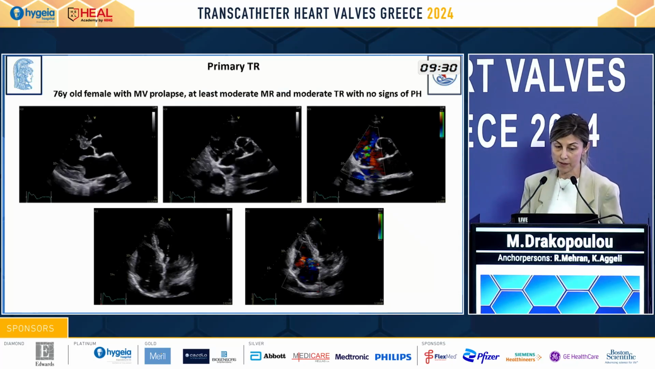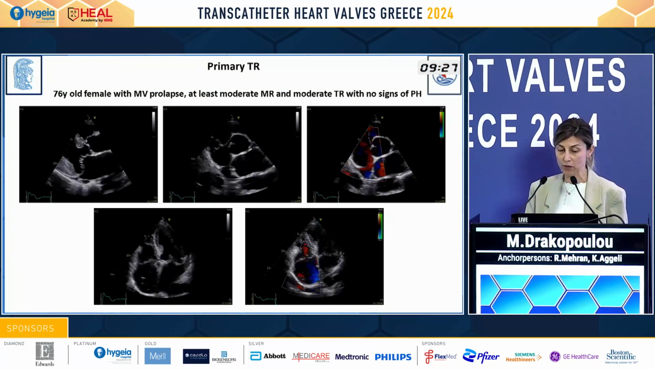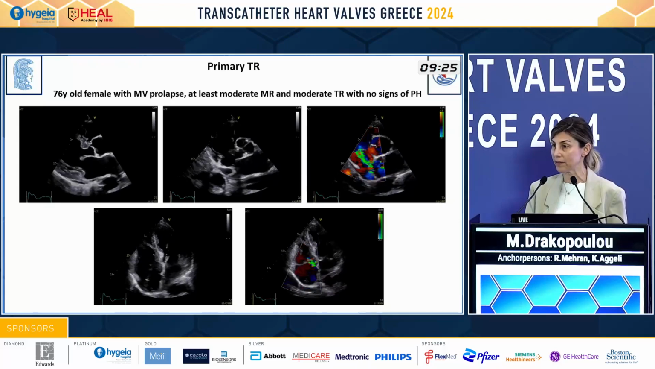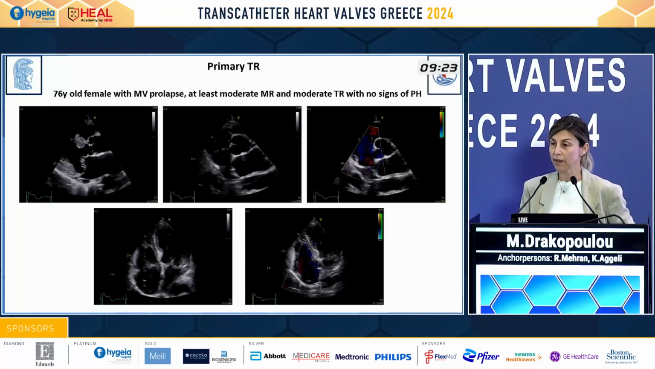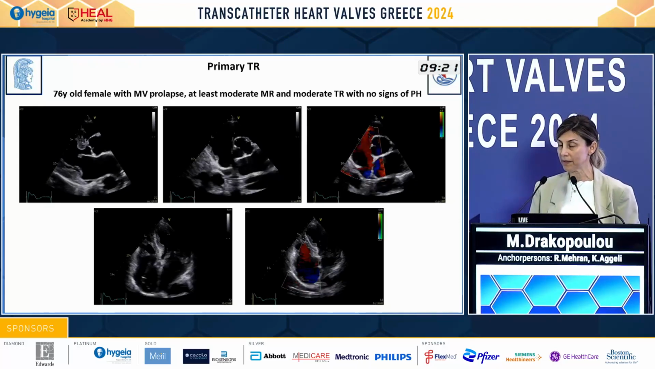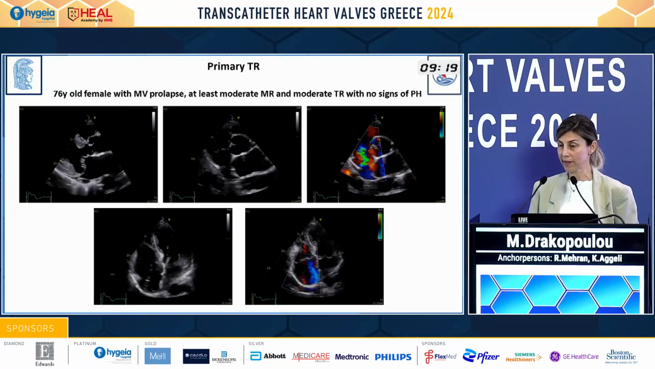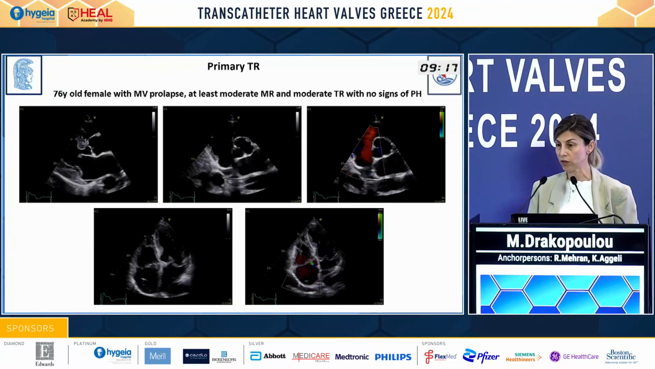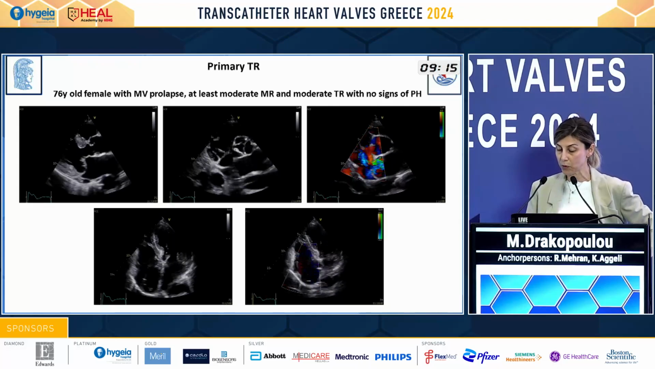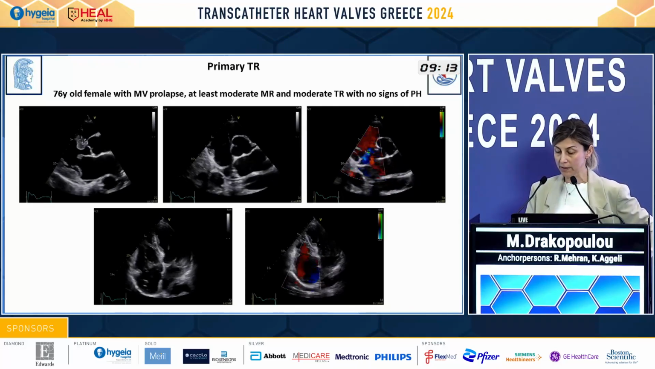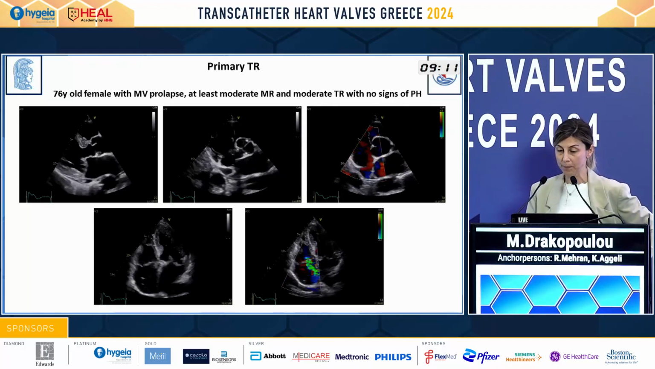And this is a 67-year-old female patient with mitral valve prolapse and significant mitral regurgitation. In these patients we may see also prolapse of the tricuspid valve with moderate regurgitation and an eccentric jet towards the septum, and we can see that the jet is mid to end systolic.